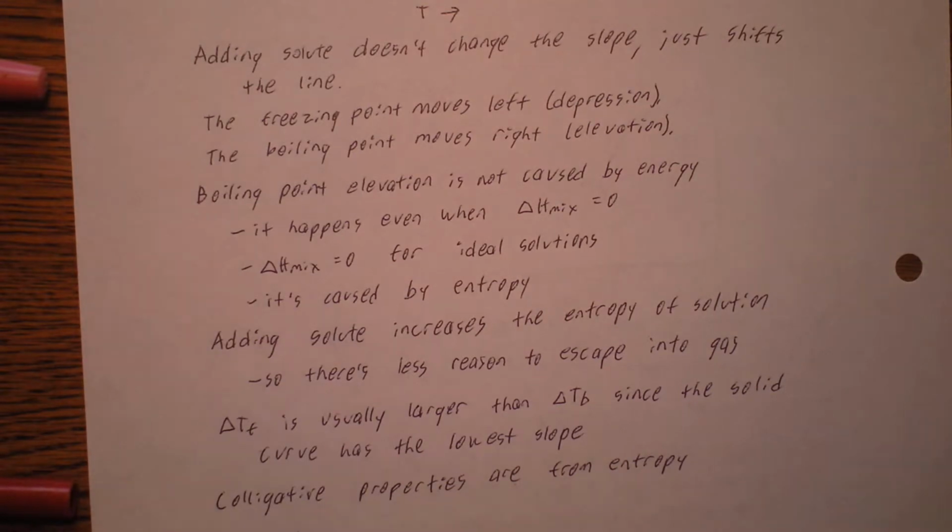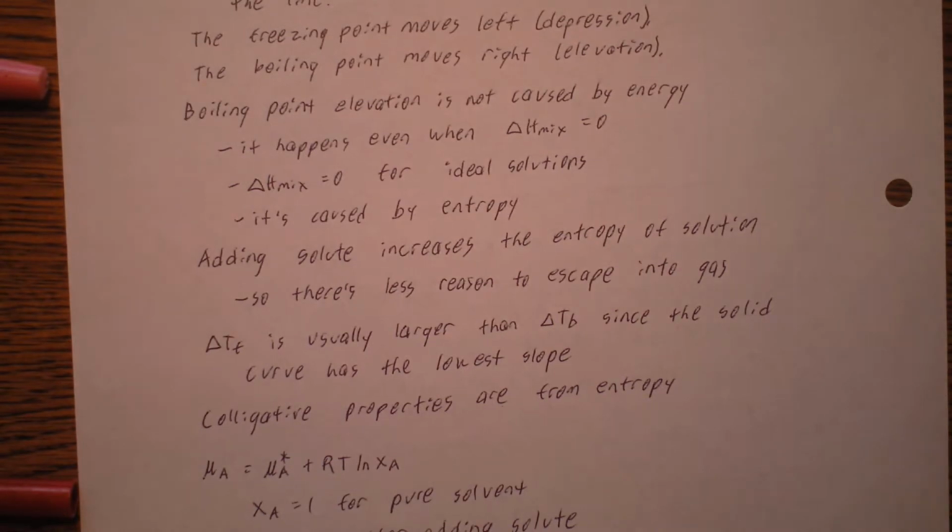Now adding solute increases the entropy of the solution, which means that there is less reason for the solvent in the liquid phase to escape into the vapor phase. Now the change in temperature of freezing is usually larger than the change in temperature of boiling, since the solid curve has the lowest slope.